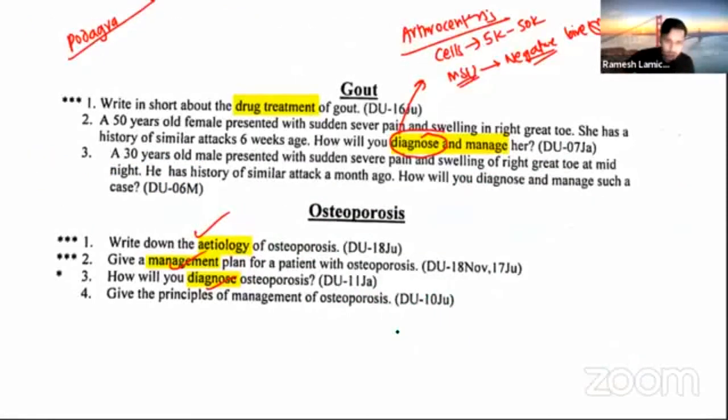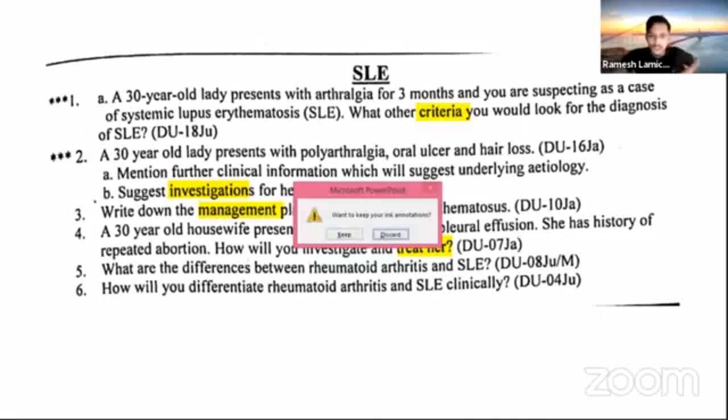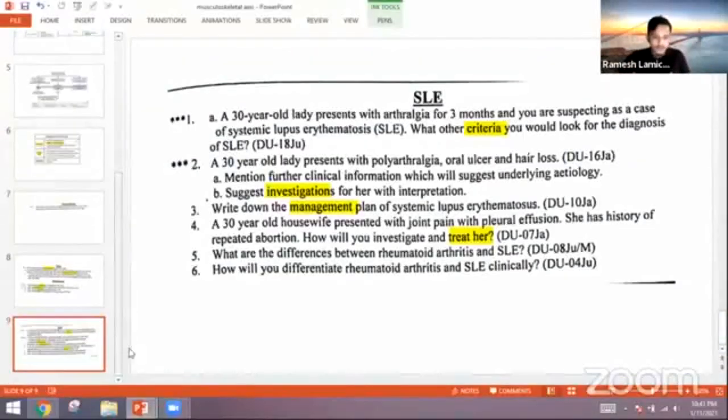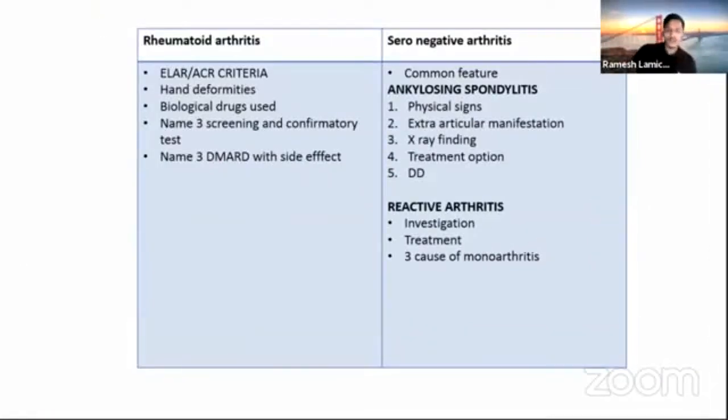So the management plan is done and osteoporosis is finished. Now we go to the seronegative and seropositive arthritis part. We'll discuss the seronegative and seropositive. Seropositive are rheumatoid arthritis and SLE, and seronegative are those four: reactive arthritis, ankylosing spondylitis, enteropathic and psoriatic arthritis.